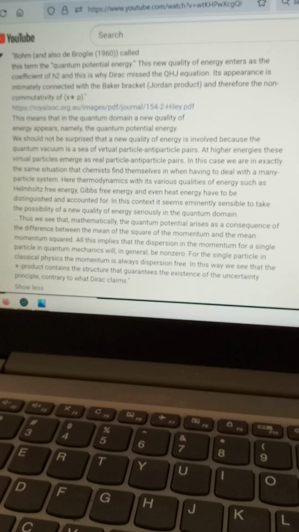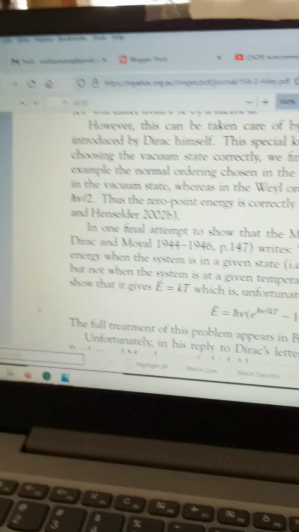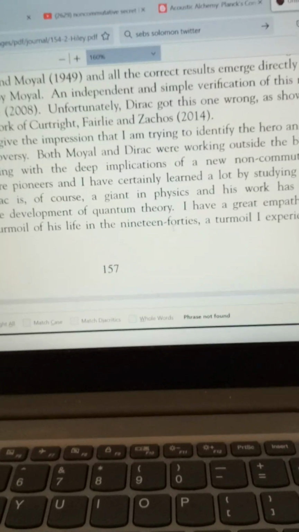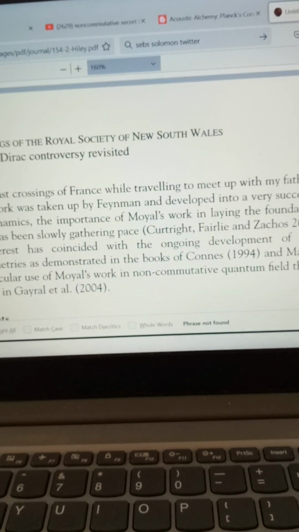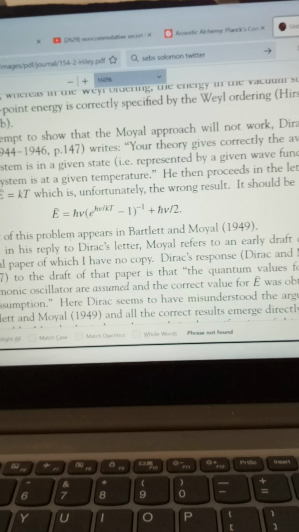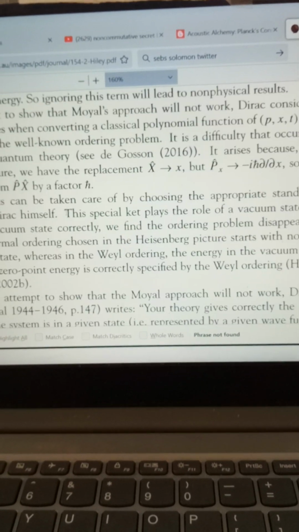So if we go back to Professor Hiley's paper, what we can do is search for nilpotent. It doesn't come up there because I haven't loaded it. Let's see if I can find it. But he talks about the nilpotent. I've got to find it.